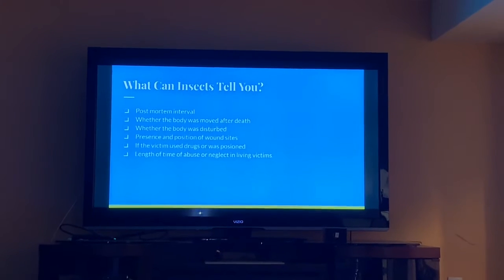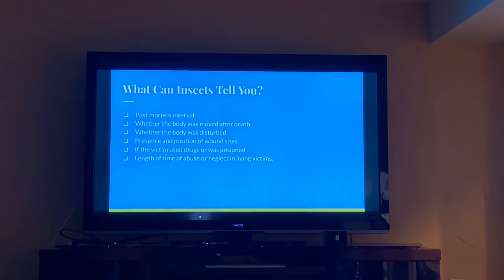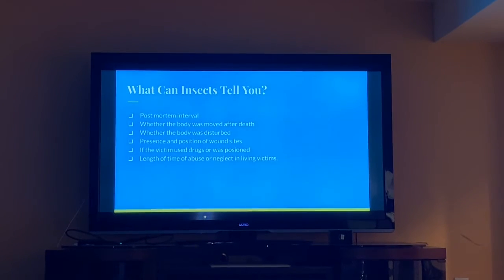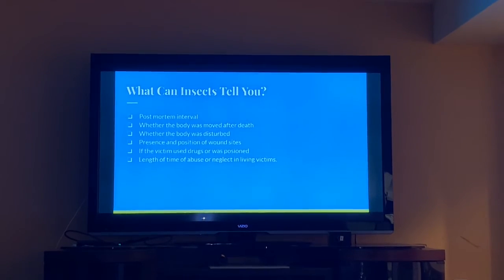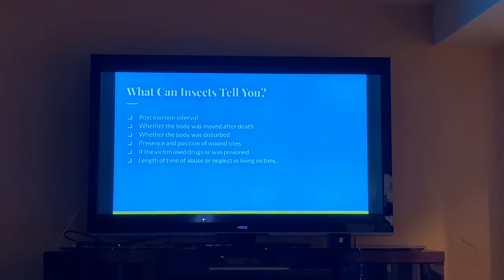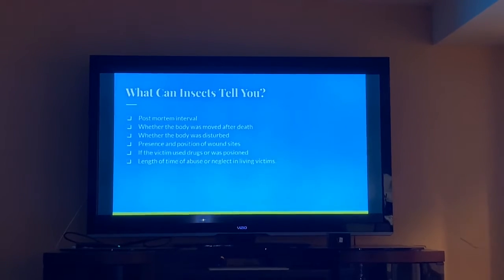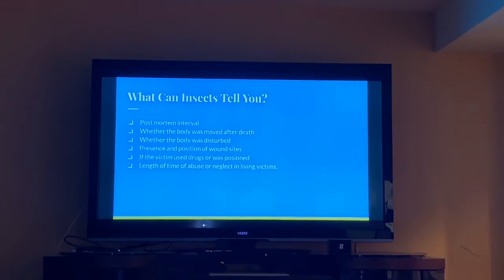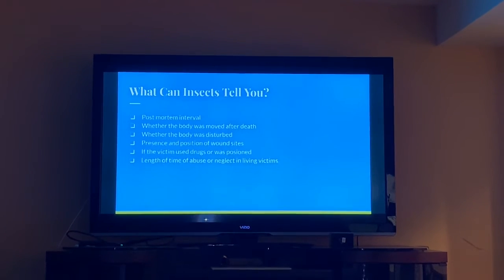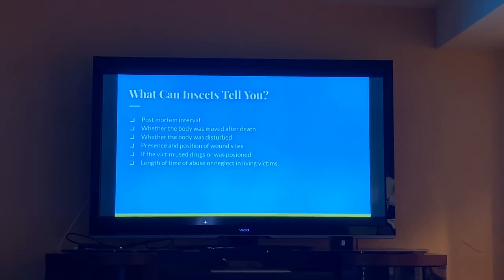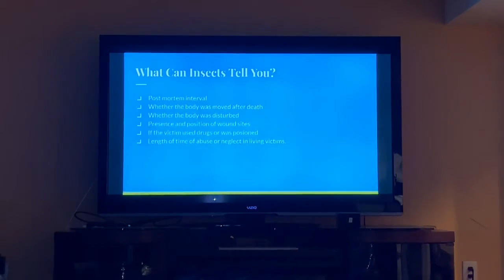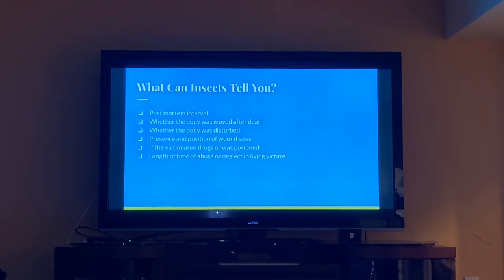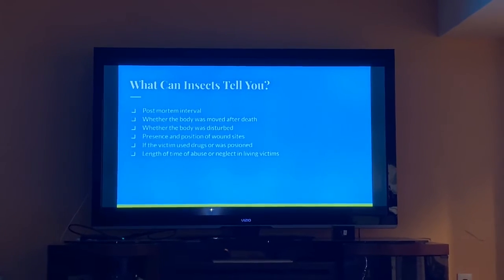What can insects tell you? Well, first they can tell you the post-mortem interval, then whether the body was moved after death. Also, whether the body was disturbed. It can tell you the presence and position of wound sites, if the victim used drugs or was poisoned, and the length of time of abuse or neglect in living victims.